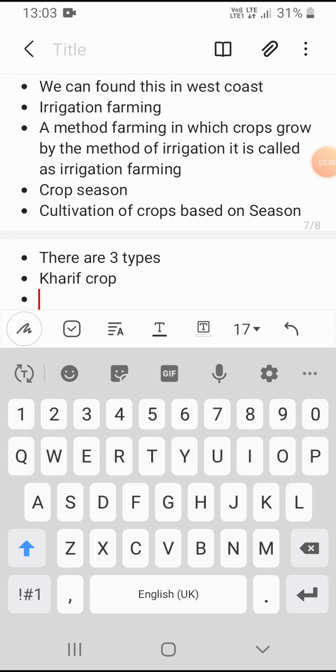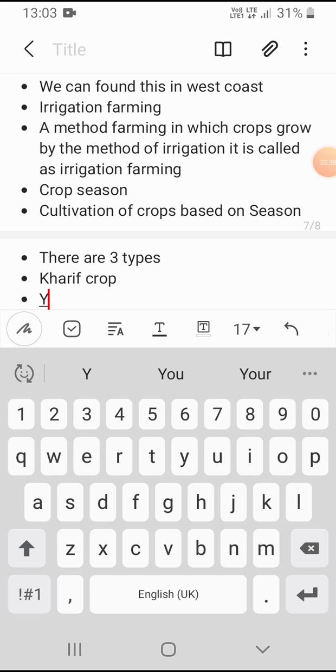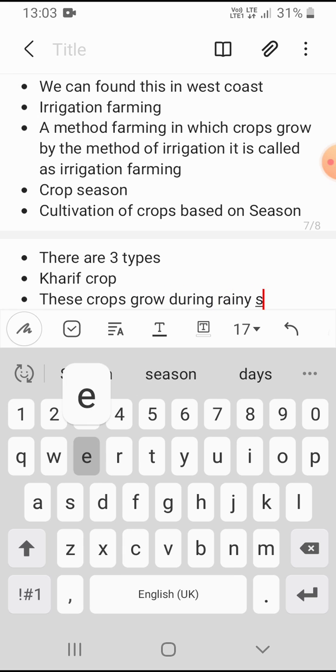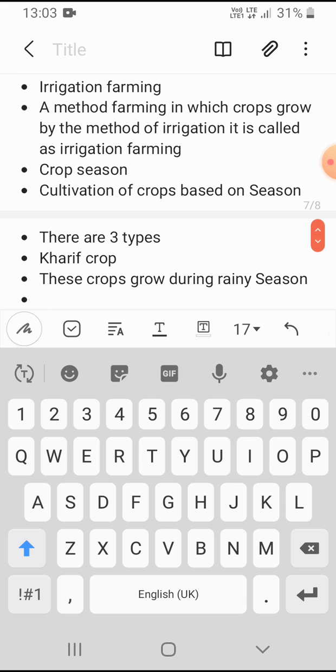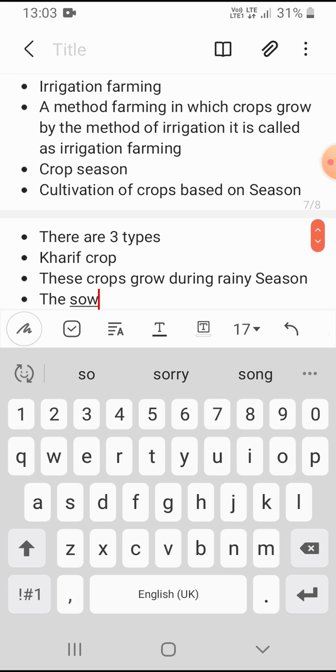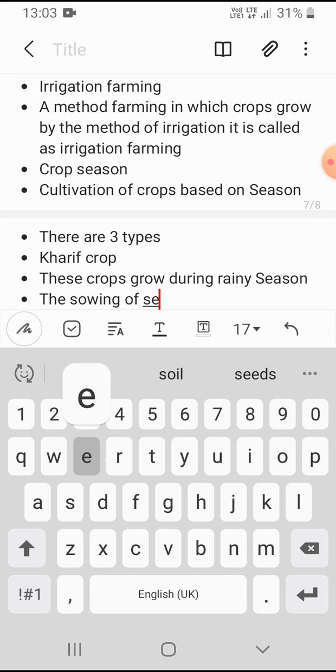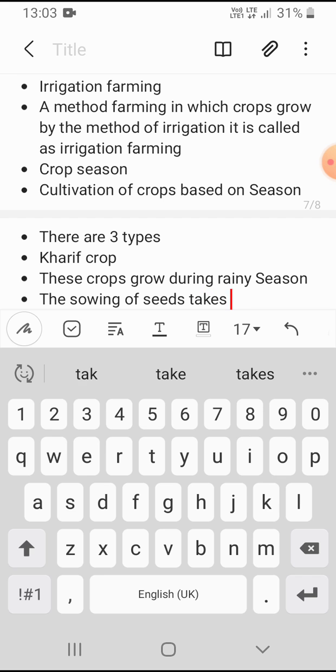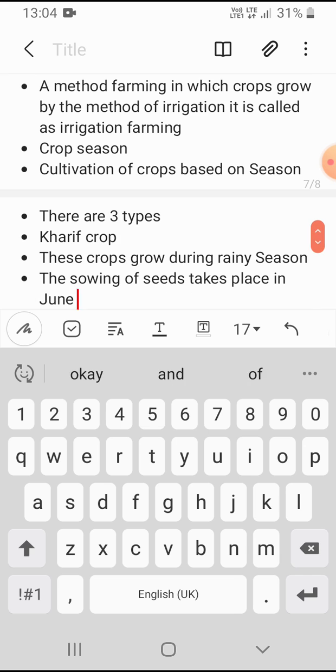So Kharif crops, as you know, grow during the rainy season. You learnt this in your lower classes. The sowing of seeds takes place in June and July. The farmers will sow the seeds in June and July.